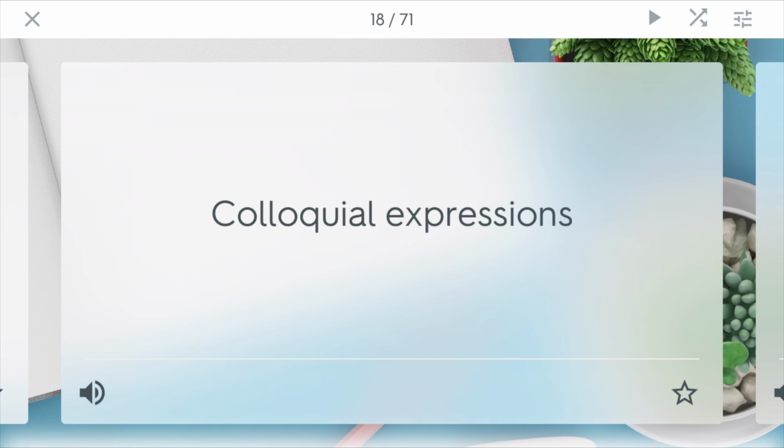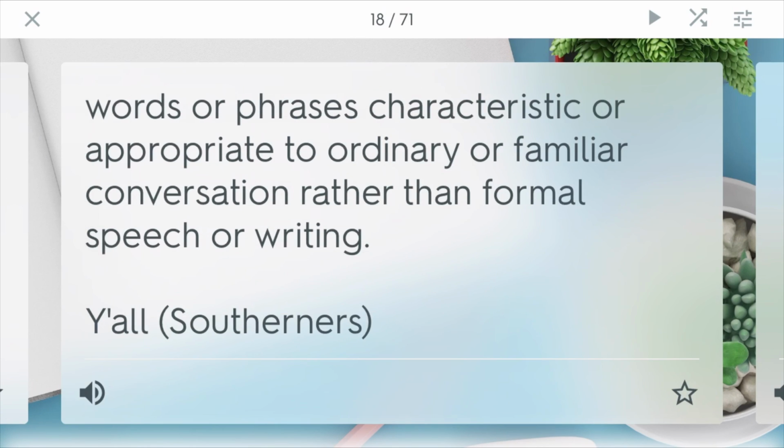Colloquial expressions are words or phrases characteristic or appropriate to ordinary or familiar conversation, rather than formal speech or writing. They're informal and generally not used in formal language. One example would be y'all, which is a word for you all, and it's frequently used by Southerners.